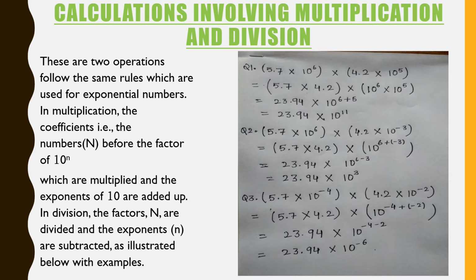Another one: we have taken the same numbers for multiplication, but again here the exponents are different. Here we have taken exponents 10 to the power minus 4 and 10 to the power minus 2. So again we have to add both of them. By adding, we are getting 10 to the power minus 4 plus minus 2. Then we are getting the answer 23.94 into 10 to the power minus 6.